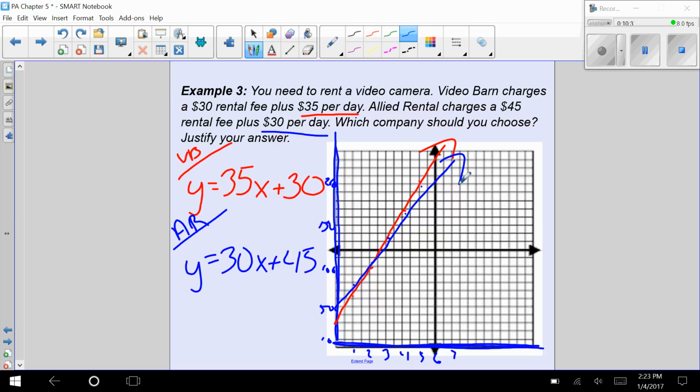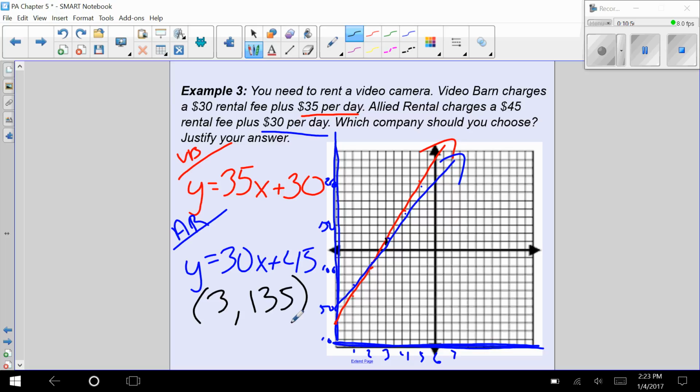But you notice that they cross, and if your graph was just slightly neater than mine, you would see that they cross at 3. This point right here that I made, that was on both, but it didn't show up that way when I drew the lines. Double check that, it should be 135.